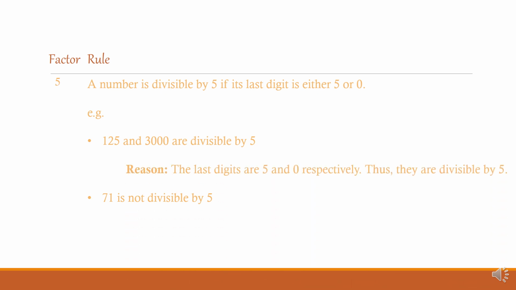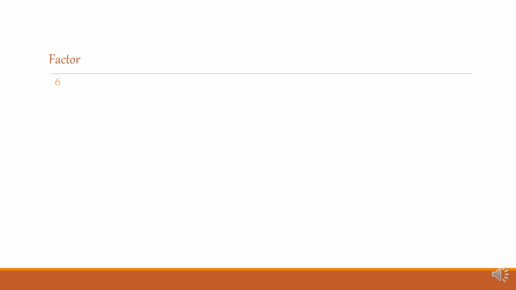How? For the first example, the last digit is 5 in 125 and the last digit is 0 in 3000. And because the last digits are 5 and 0 respectively, that means that these two numbers are divisible by 5. And for our second example, 1 is the last digit, and because it is neither 5 nor 0, 71 is not divisible by 5. Are you following?